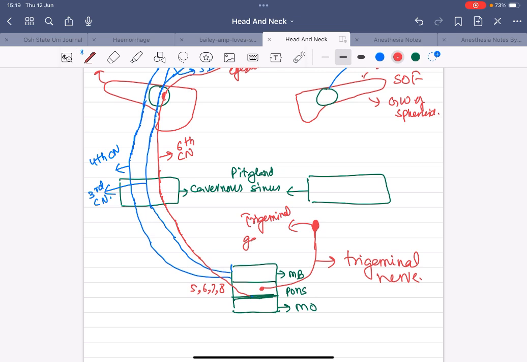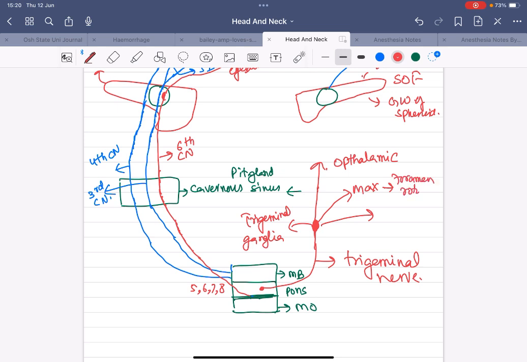Okay, trigeminal ganglia. Here I will remove this one. Now this trigeminal ganglia is giving three branches here. Ophthalmic branch. Maxillary branch, which is passing through foramen rotundum. Mandibular branch, which is passing through foramen ovale.